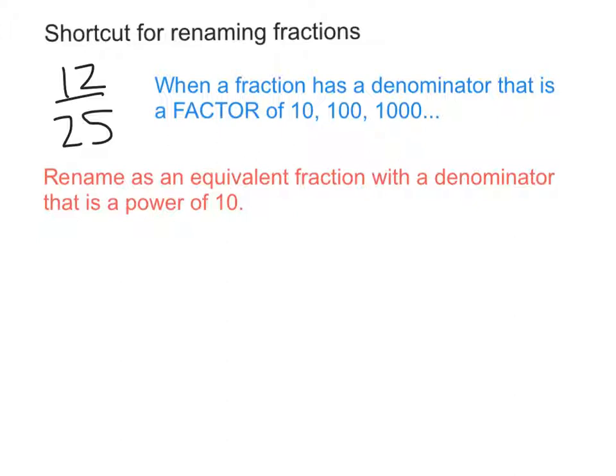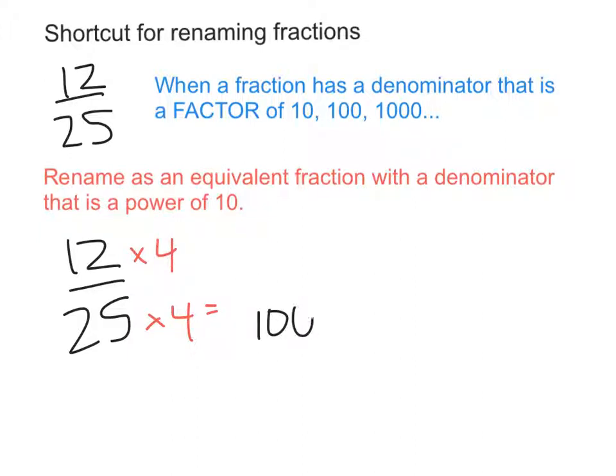So 25 is a factor of 100, correct? Remember, there are 4 quarters in a dollar, so 25 times 4 equals 100. So what we can do is we can do 12 over 25, and now we can rename it to an equivalent fraction that has a denominator that is a power of 10, in this case 100. So 25 times 4, and whatever we do to the bottom, we have to do to the top, so 12 times 4. And now we have 100 on the bottom and 48 on the top.